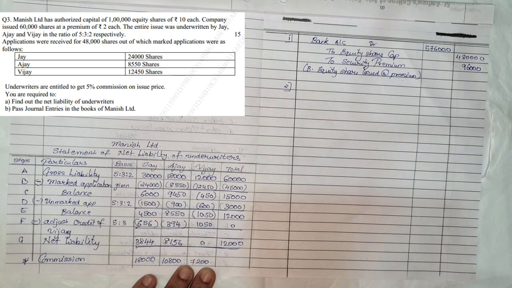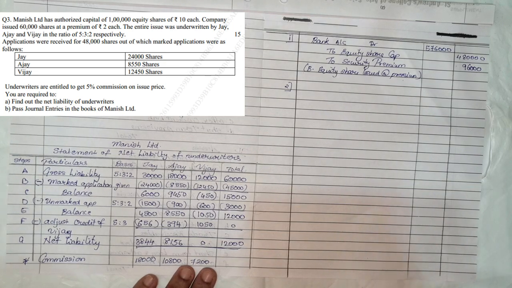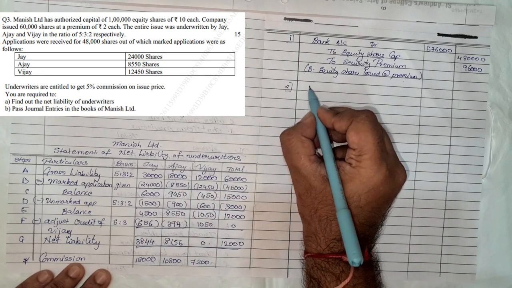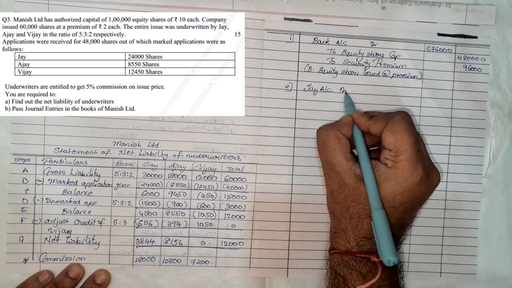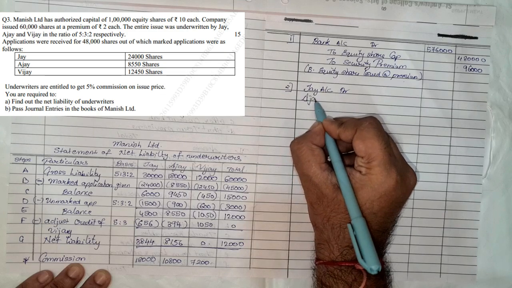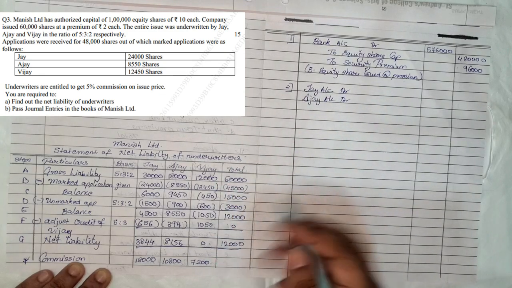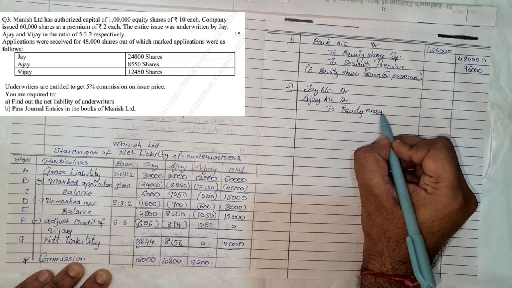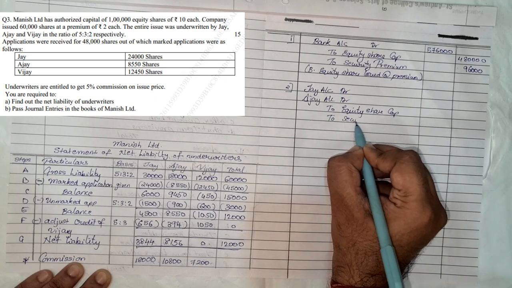Now, second entry. The second entry will be based on whatever values are available, that is, the net liabilities. Now, net liability of Ajay is 3,844 shares, and the price of an equity share is 10 rupees plus premium 2 rupees. So now let's see how you pass the entry. Whenever there is a liability, it will always be in the name of the underwriters. So it will be Ajay account debit. See, Vijay doesn't have any liability, so his name won't come. To equity share capital, to security premium.